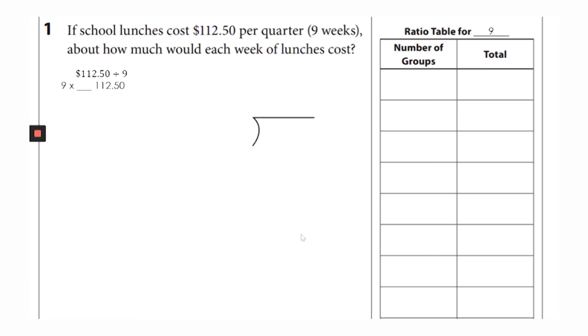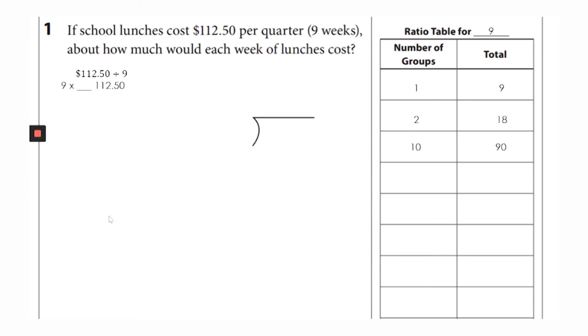All right, here we go. Again, we're going to use a ratio table. We're thinking about $112.50 divided by 9, or 9 times what is $112.50. And we're going to use the ratio table to just add up to that $112.50. Okay, if we start off with one group, that's 9. And then if we double, 2 groups is 18. But man, that could take a long time if we just keep doubling and doubling. Is there a bigger number we could start with?